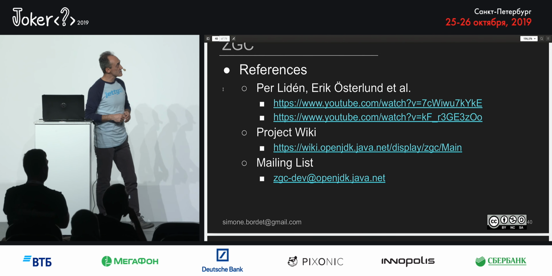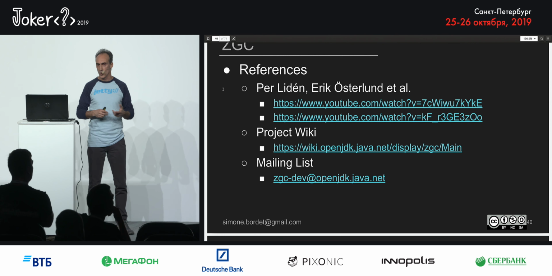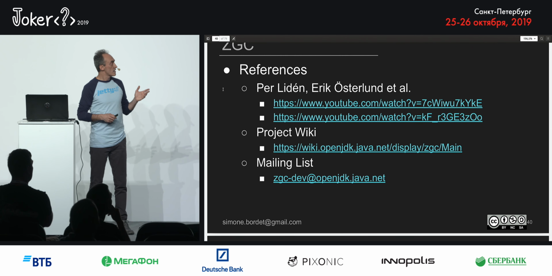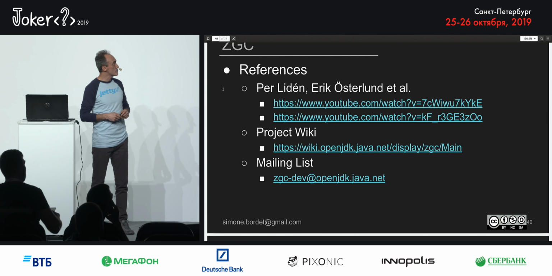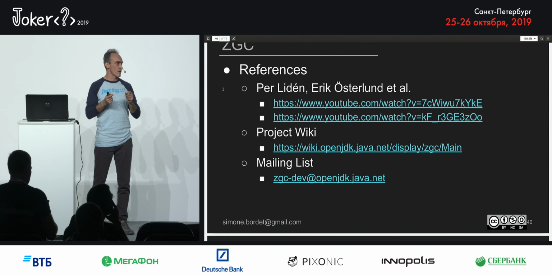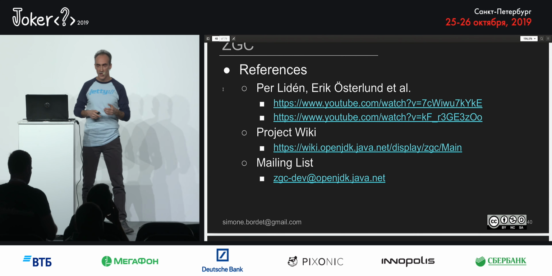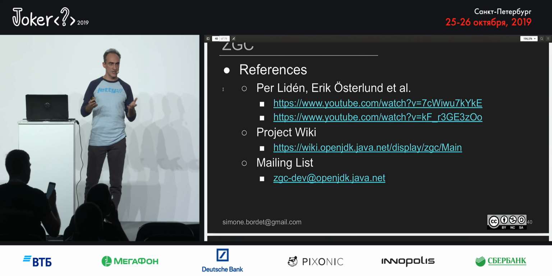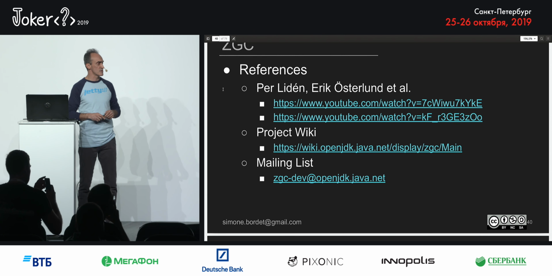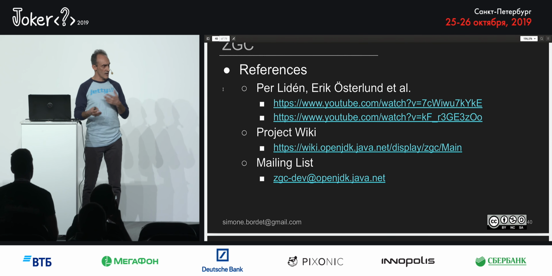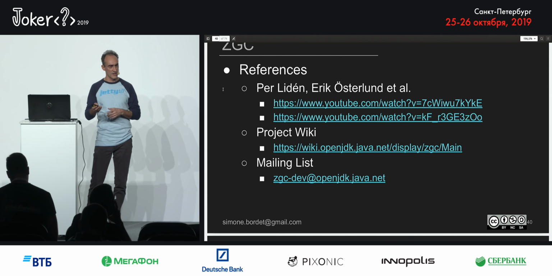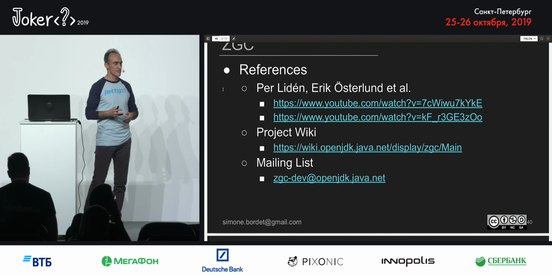Here you can find a few references. The team that is working mostly on ZGC are Per Liden and Erik Österlund, and they're located in Stockholm. You can find a few YouTube links to their presentations where they go into finer details about ZGC. There's a wiki, there's a mailing list. I suggest that if you have any problem with ZGC, you subscribe to the mailing list. They're very quick to reply. I got a ton of help trying to understand how ZGC was working. I looked at the code, but then asked questions on the mailing list, reported a few bugs, and they're super kind, super helpful.